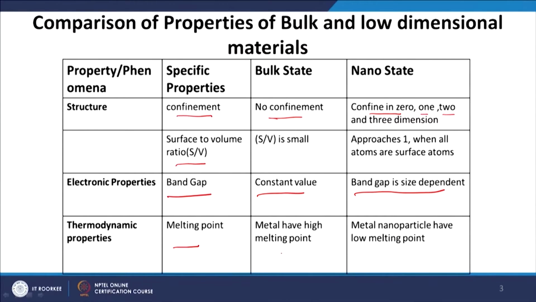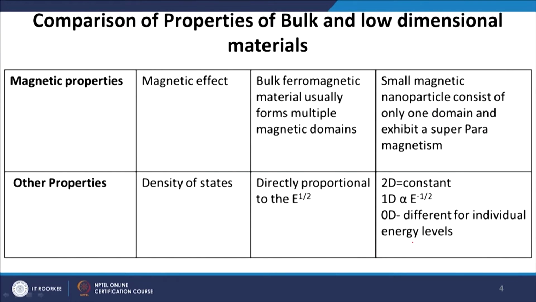Thermodynamic properties like melting point: metals have high melting points, but metal nanoparticles have low melting points. So, in terms of melting points we do not gain much when we go from the bulk state to the nano state. Now, there are some other properties also we can compare, for example magnetic effect. Bulk ferromagnetic materials usually form multiple magnetic domains, whereas a nanomagnetic particle consists of only one domain and exhibits superparamagnetism.